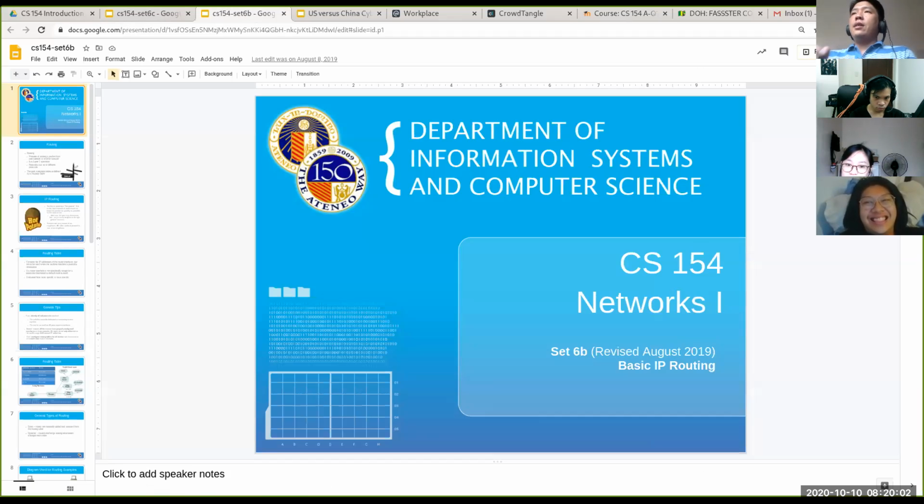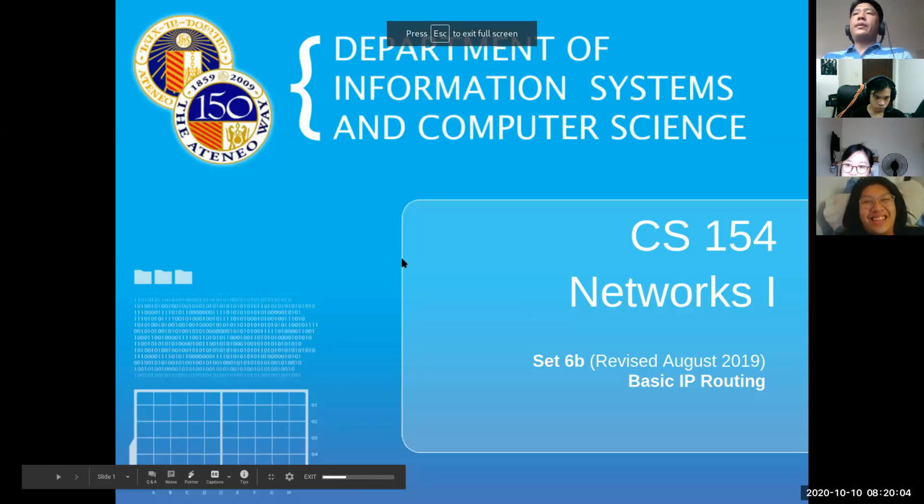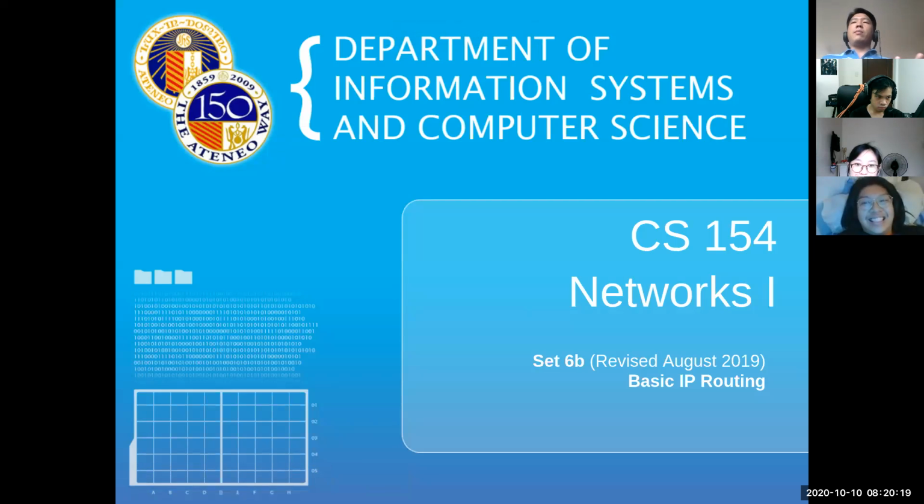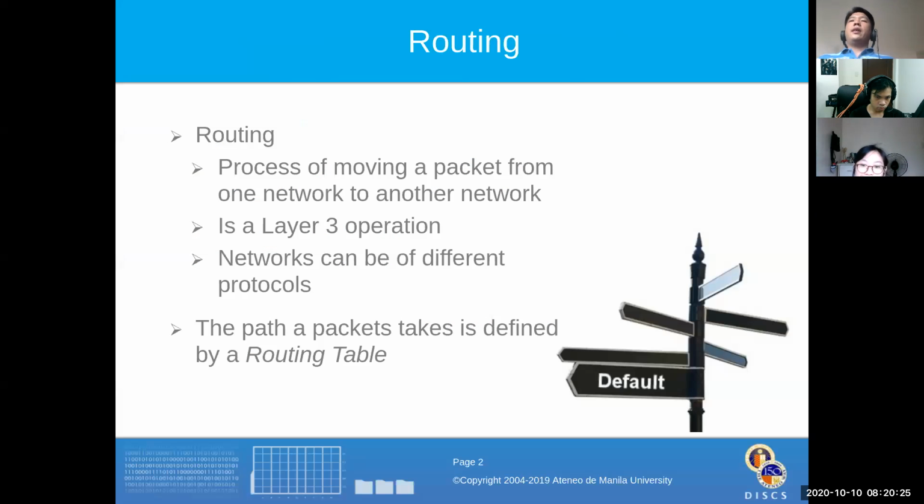So it should be less challenging as well. Okay, so let's go to our topic for today, which is basic IP routing. Last week we discussed one of the key aspects of a layer 3 network, which is IP addressing or logical addressing. The layer 3 portion of the network handles both addressing and routing. We will today discuss the other half, which is routing. Okay, so what is routing? Routing is the process of moving packets from one network to another.